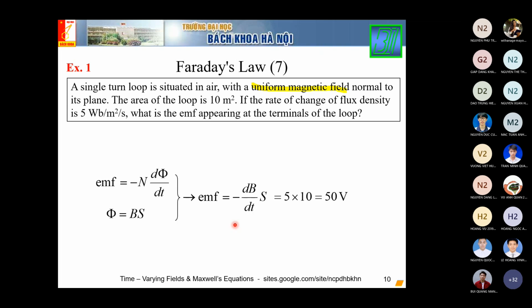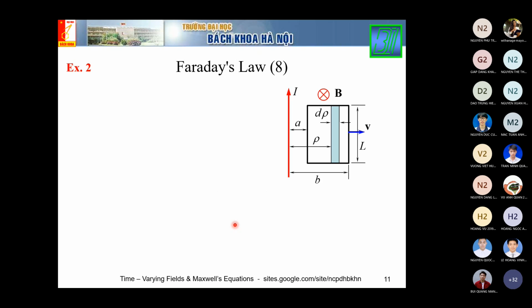Are you okay? Of course, this example I think is too simple. We now work on a little more complicated example. Okay, this one.